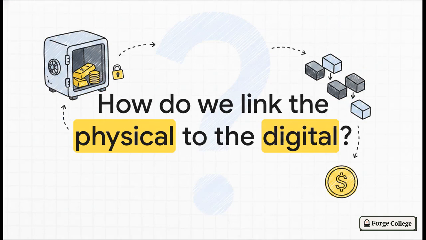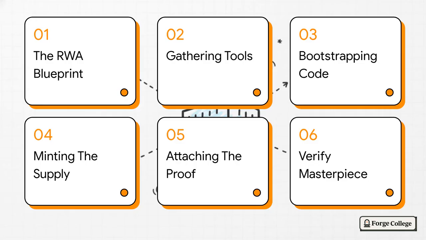So first off, huge congratulations. We survived our previous lesson, building core ERC4337 integration. I know that was some heavy lifting, but we made it. But now it's time to ask the million-dollar question. How do we actually link the physical to the digital? Like, how do we build a bridge between a physical, real-world asset sitting in a vault somewhere, a gold bar, a piece of real estate, or maybe a pristine first edition Charizard card, to a digital token living securely on the Solana blockchain?